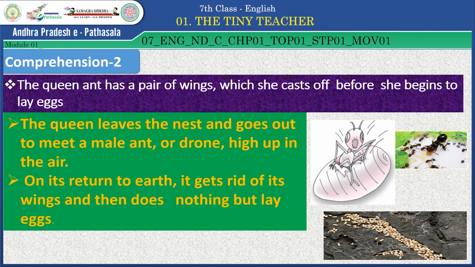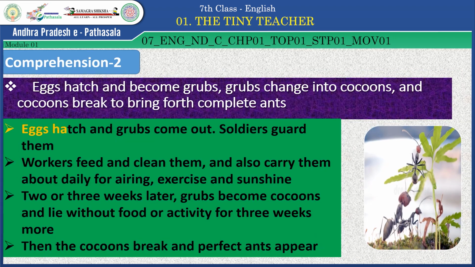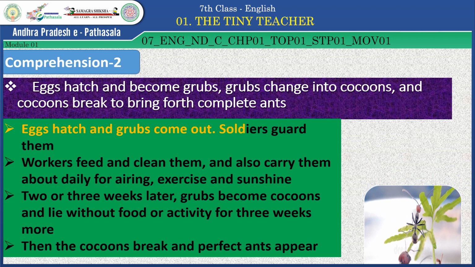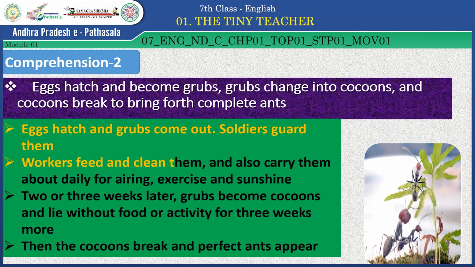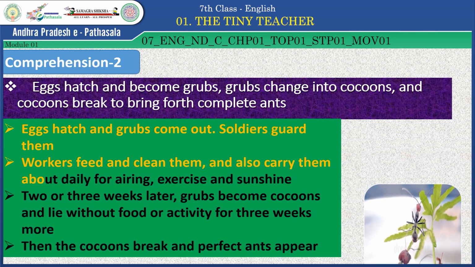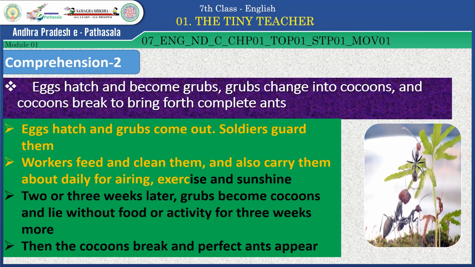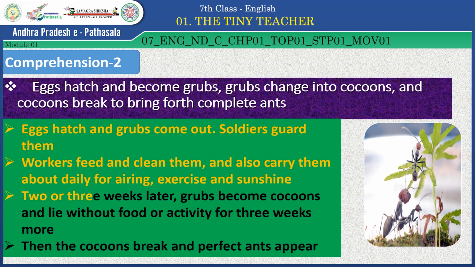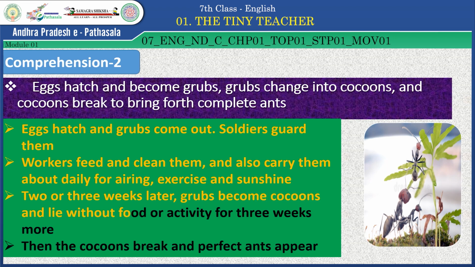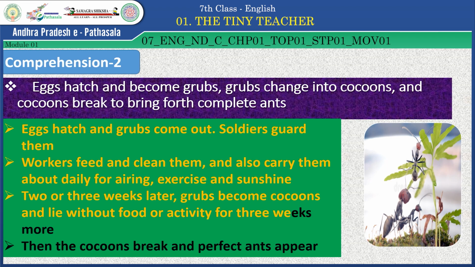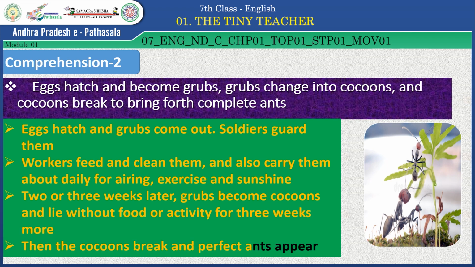Now it's time to learn about ants' lifestyle. Eggs hatch and grubs come out. Soldiers guard them. Workers feed and clean them and also carry them about daily for airing, exercise, and sunshine. Two or three weeks later, grubs become cocoons and lie without food or activity for three weeks more. Then the cocoons break and perfect ants appear.